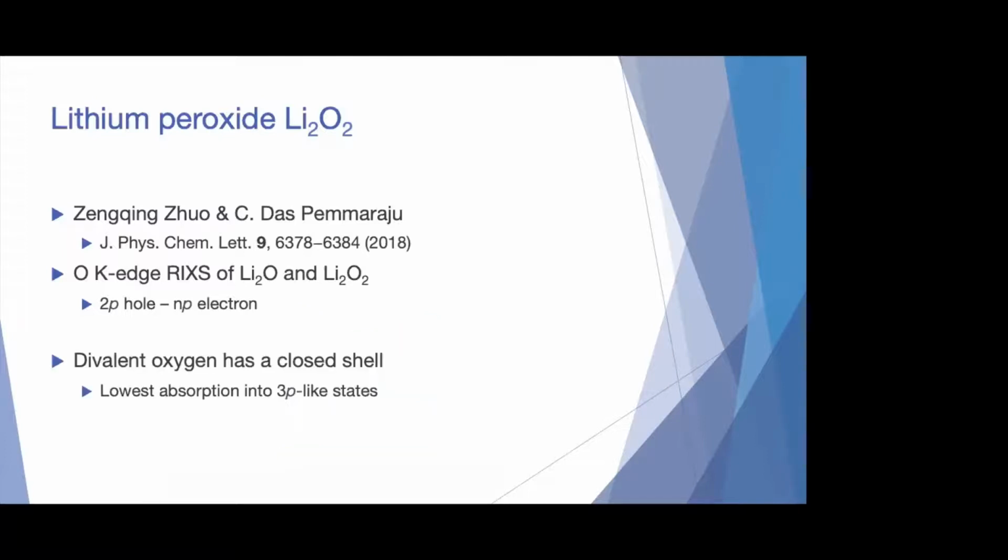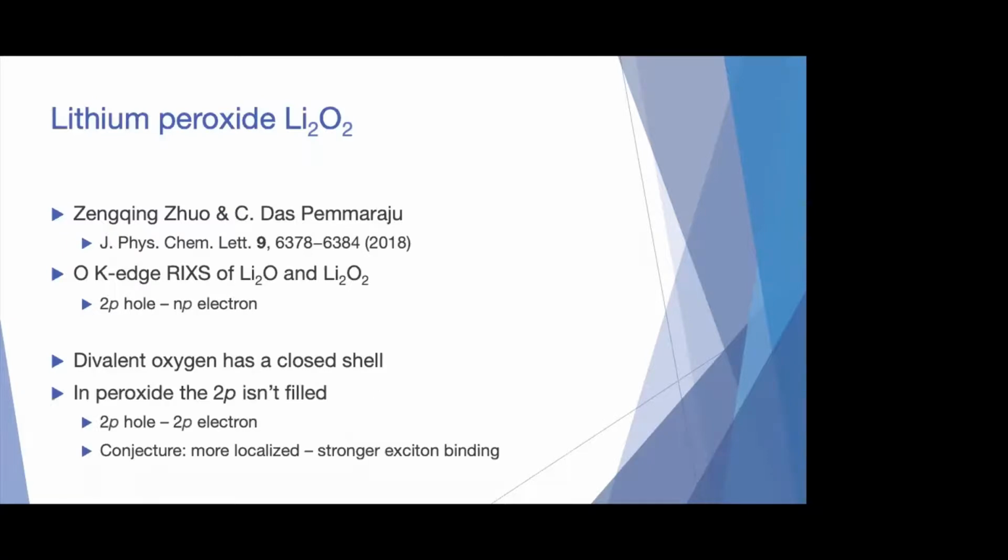Now, for divalent oxygen, we have a closed shell, so the lowest absorption would be into something like a 3p-like state. However, if we've oxidized the oxygen, we no longer have a filled 2p shell. And so conceivably then the lowest absorption state would go into a 2p-like electron system. And so we can make this conjecture that a 2p electron is going to be more strongly localized, which in turn will lead to a stronger excitonic binding in this final state between the valence hole and the conduction band electron.